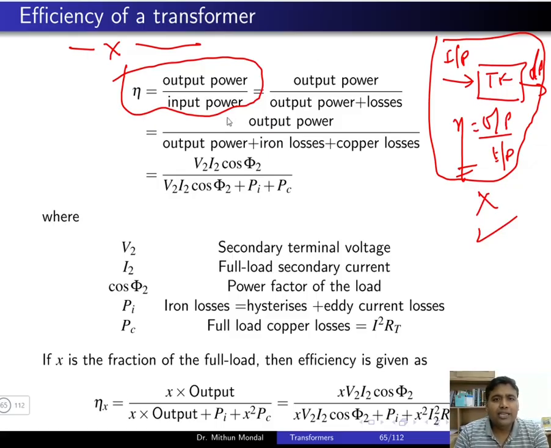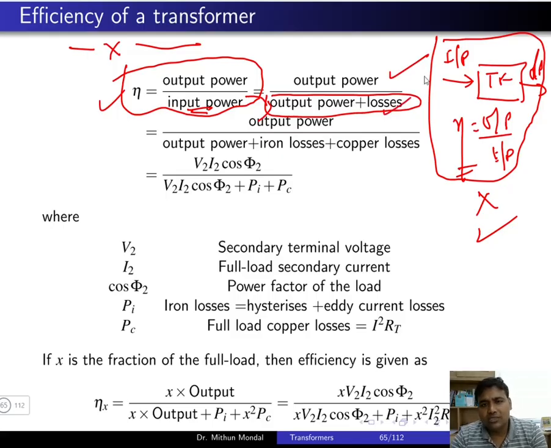Now, the input power can be written as output power plus losses. So then the efficiency will become output power by output power plus losses. So what are the losses in the machine? The losses in the machine are basically iron loss plus copper loss. Now, the efficiency equation becomes output power by output power plus losses, which is the sum of iron loss plus copper loss. What is the output power in the machine?